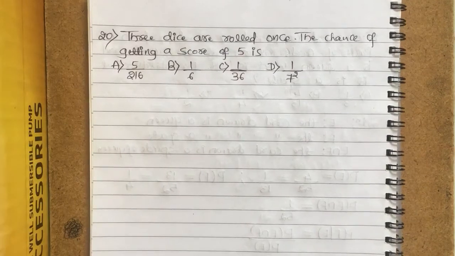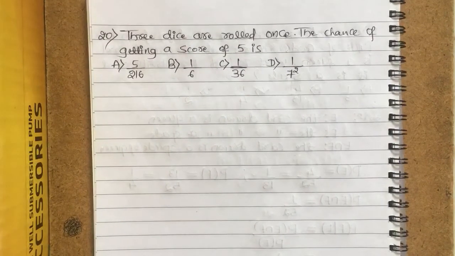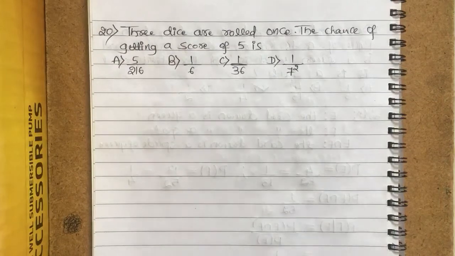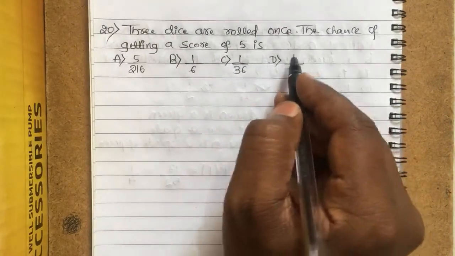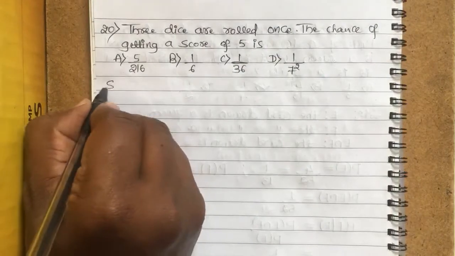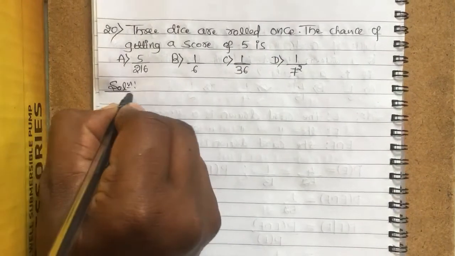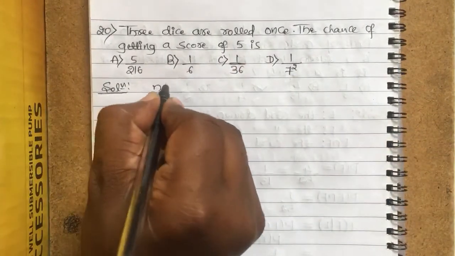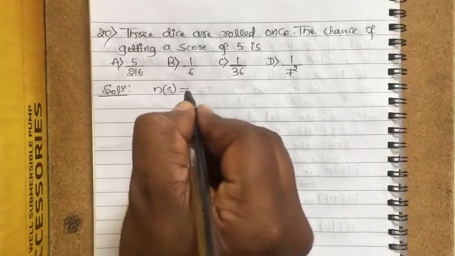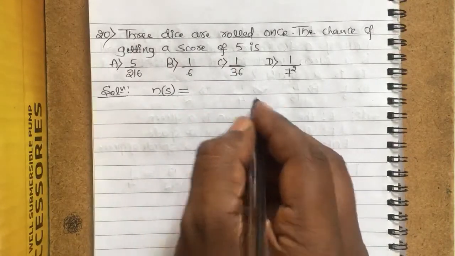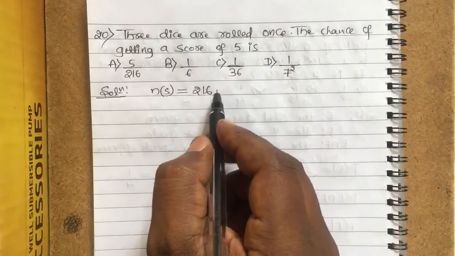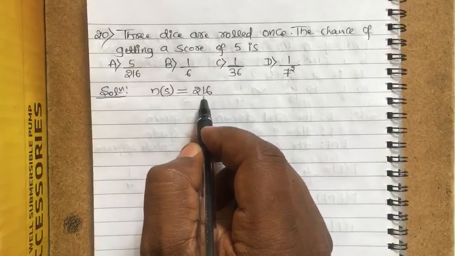The next question, it is 20th one. 3 dice are rolled once. The chance of getting a score of 5 is, the 4 options are 5 by 216, 1 by 6, 1 by 36 and 1 by 7 square. So here 3 dice are rolled once. That means what is n of S here? n of S will be 6 into 6 into 6. So that will give us 216. If you throw twice, it is 36. If you throw thrice, it is 216.